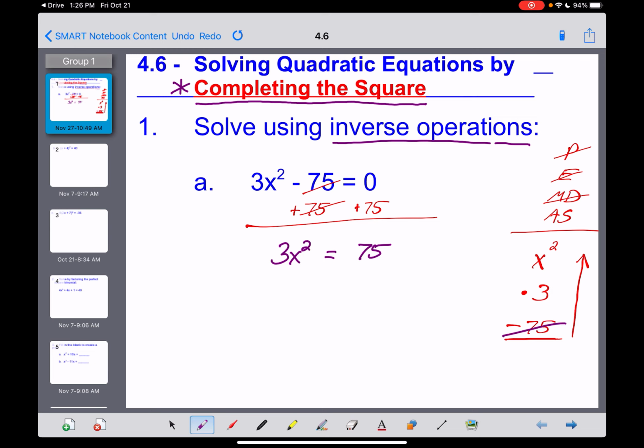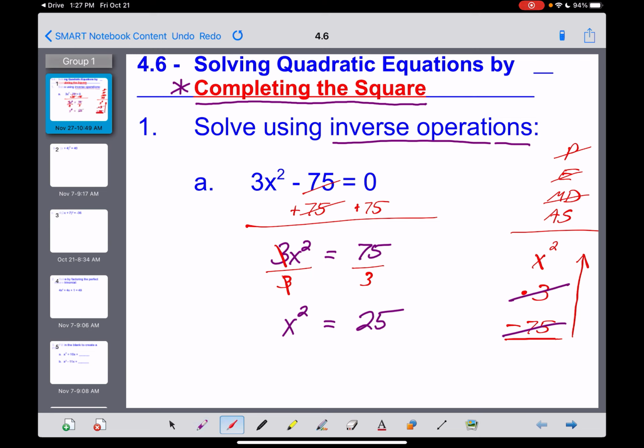Let's keep going up the list here, guys. The next thing we need to get rid of is the multiplication by 3. So to undo multiplication by 3, we divide both sides by 3. Those 3's cancel, and we now have x squared is equal to, and 75 divided by 3 is 25, and we just took care of the multiplication.